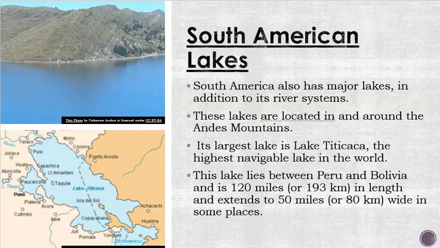South American lakes. There are many lakes in South America, and these lakes are located in and around the Andes Mountains. The highest lake is Lake Titicaca, which is the highest navigable lake in the world. This lake lies between Peru and Bolivia and is 120 miles in length and extends to 50 miles wide in some places. It's a very, very large lake.